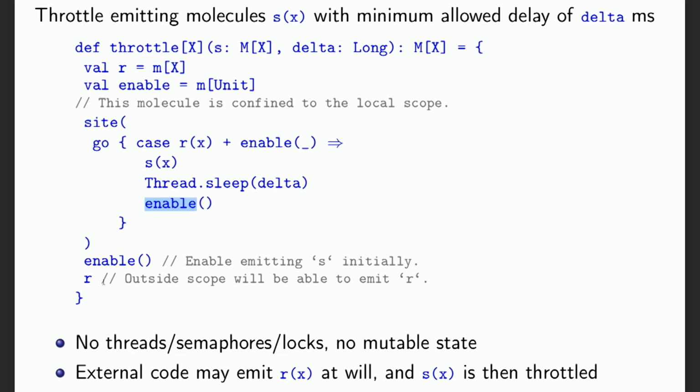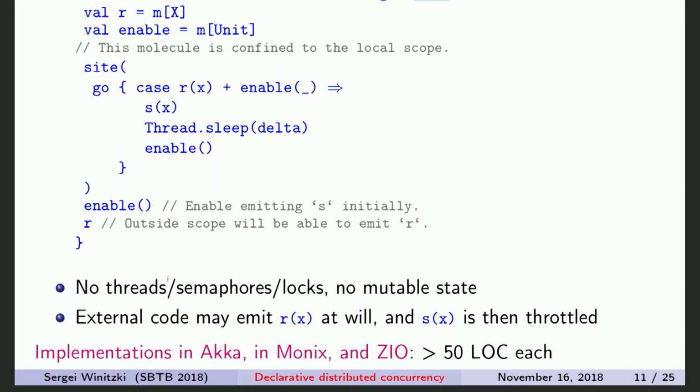You return R, which means R is of type M of X, which is a molecule emitter with values of type X. So whoever calls this throttle gets an R out, but they don't get enable out. They cannot screw up with this logic. So I guarantee that enable is emitted once initially in here, and nobody else can ever emit enable because it's in the local scope. In this way, I have local reactions, local molecules, and I carefully separate the scopes. Note there are no threads, no semaphores, no locks, no mutable state, and everything works in far less than 15 lines of code, whereas all these other implementations in these other great libraries are much longer.